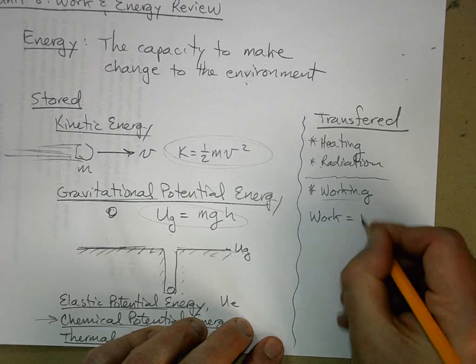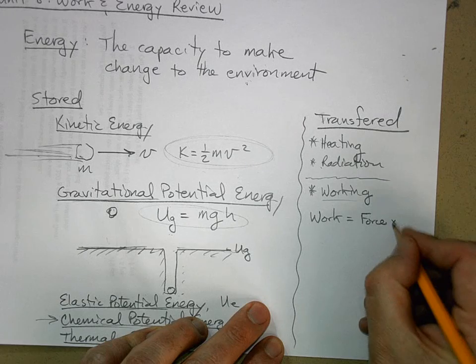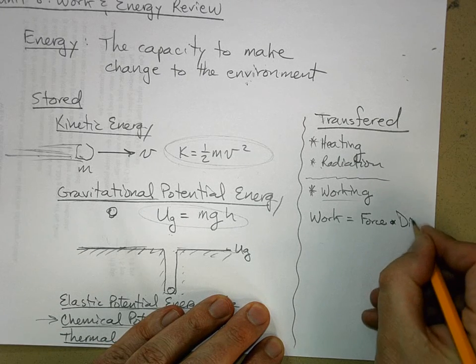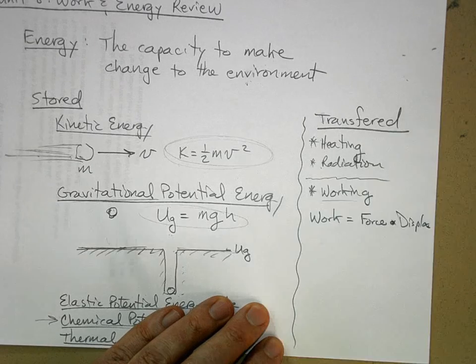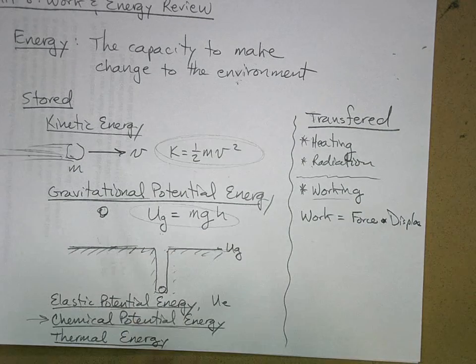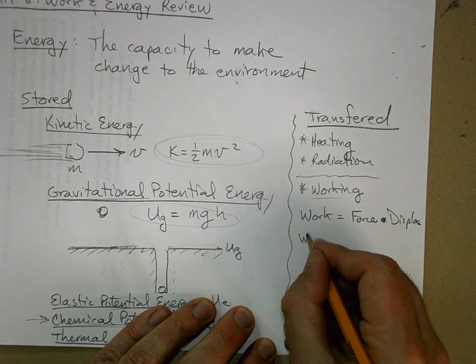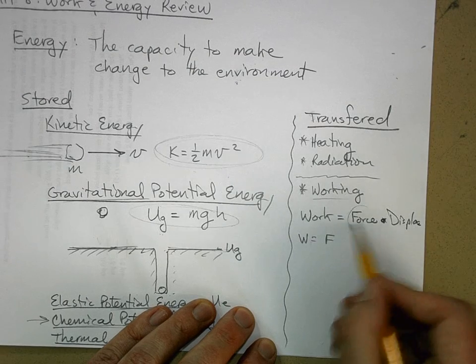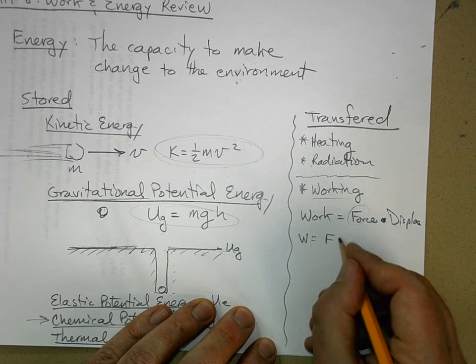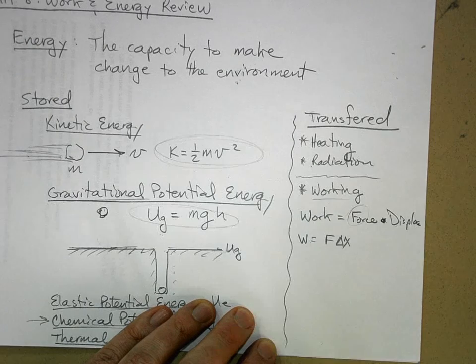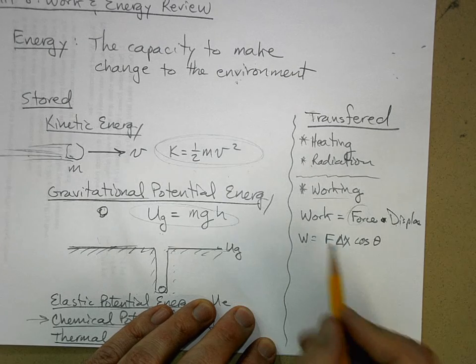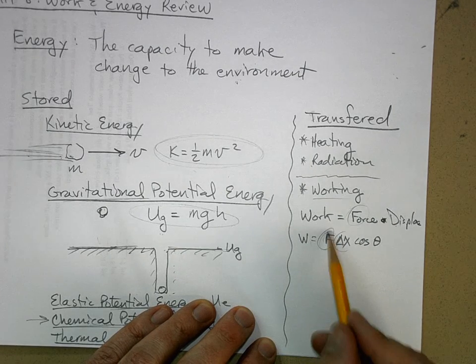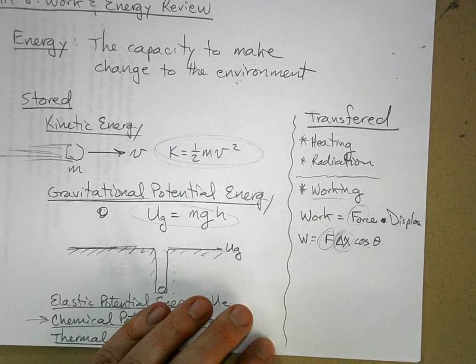Okay, and we said the equation was force times, or dotted with, displacement. I'll just abbreviate it like that. Work equals force times displacement, or work equals the magnitude of your force vector times the magnitude of your displacement. I'll use delta x for displacement, but it can be delta y or delta r, whatever you want to use to represent displacement, times the cosine of the angle that the force vector and the displacement vector make when you put them tail to tail.